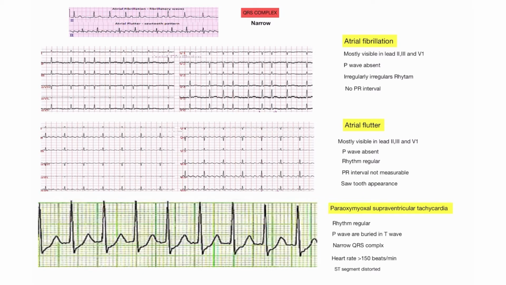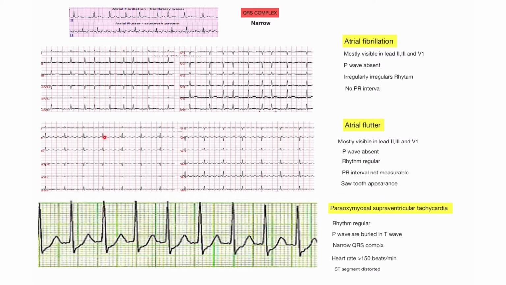What is the difference between atrial fibrillation and atrial flutter? You will see a wave like appearance in the ECG of atrial fibrillation, but in atrial flutter you will see a sawtooth like appearance.